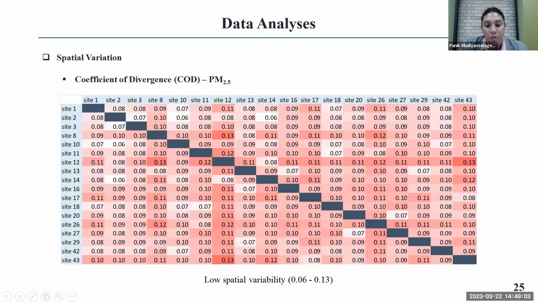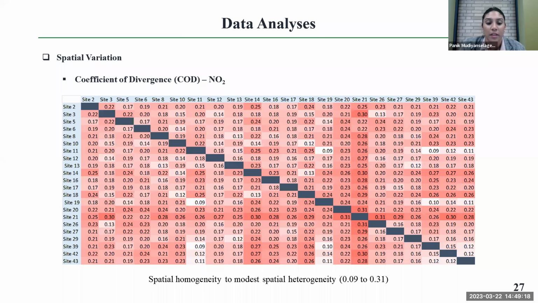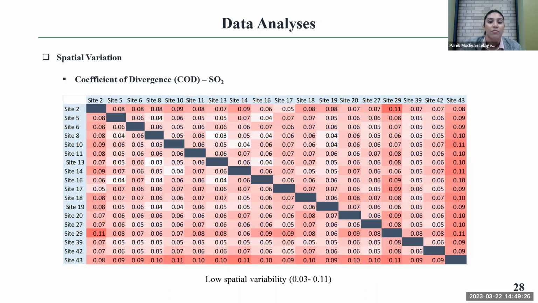And then PM2.5, maximum COD is 0.13, so low spatial variability, and low to modest spatial heterogeneity for PM10. And then again, similarly, spatially homogeneous to somewhat modest spatial variability for NO2.